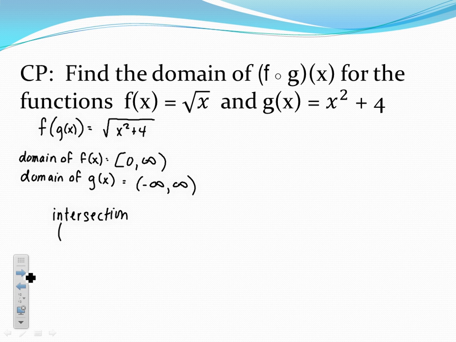Another word that you could use to replace intersection with, if that one bothers you, is overlap. Just like two streets that intersect, their intersection is where they overlap each other. The intersection of two sets is where the two sets overlap each other. All right, so both of these sets have 0 in them, and they both go up to infinity. So here is your intersection, or your domain of these two composites.